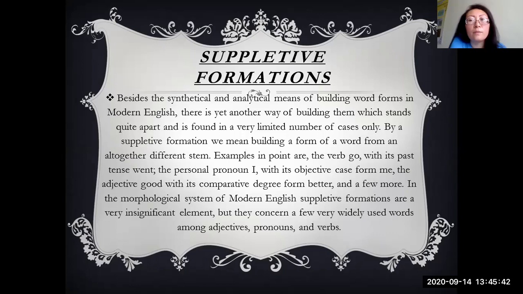So, suppletive formation is a word formation that is built by changing the whole root of the word. So as you can see from these examples, I changed into me in the objective case, and the verb go changed into went in its past tense.